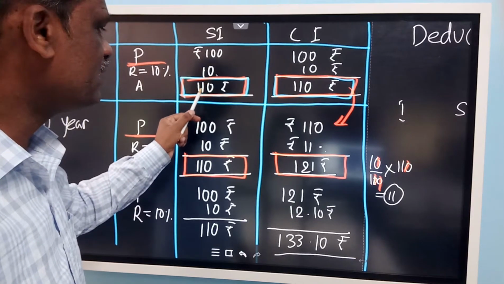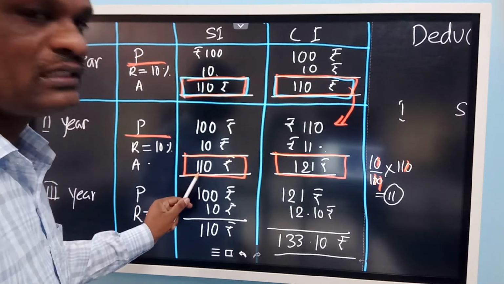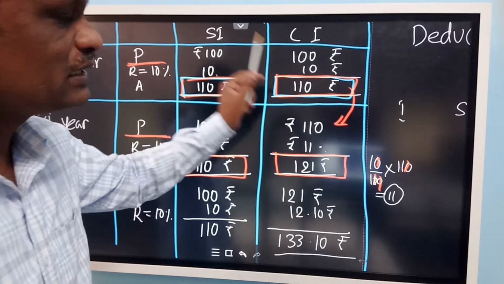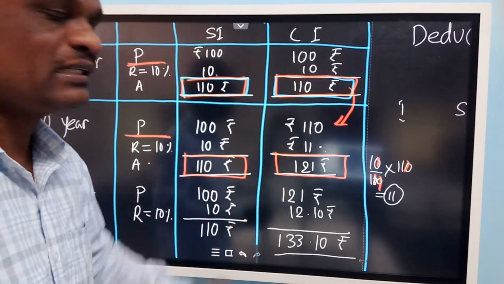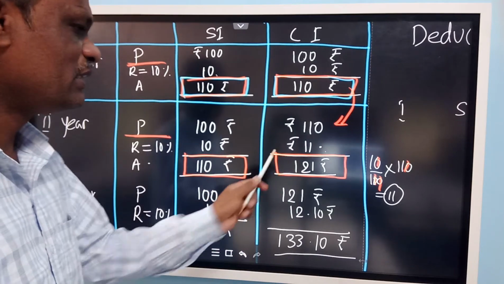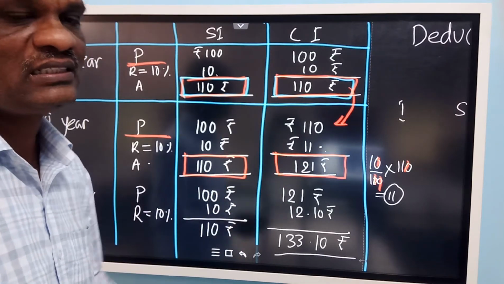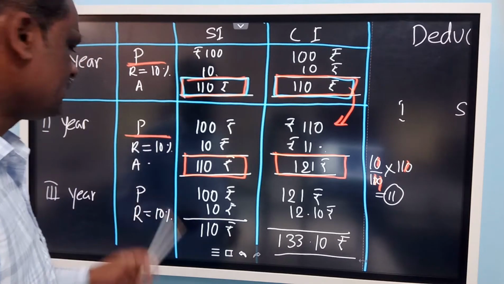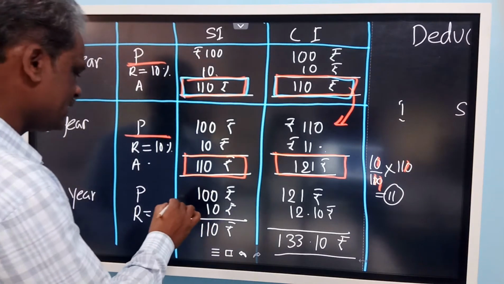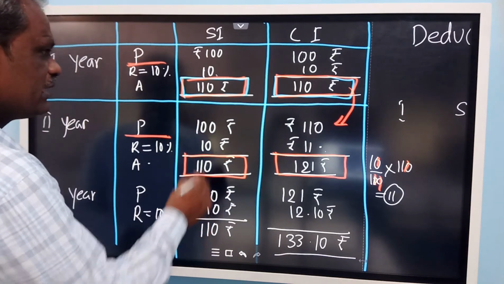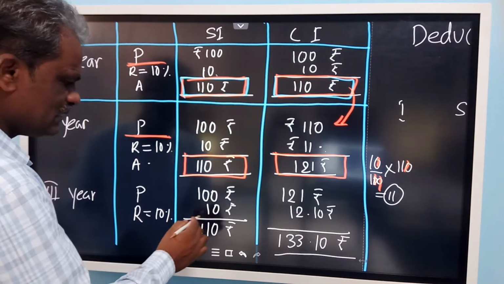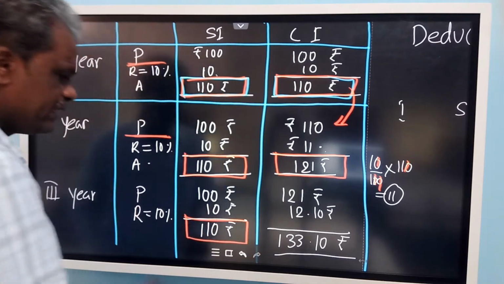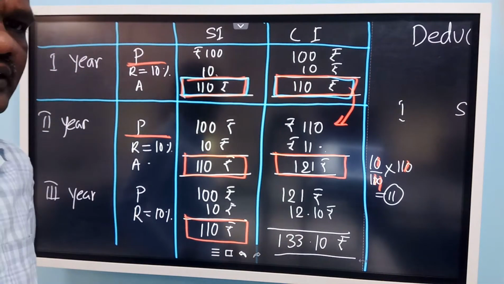Now differentiate this. Here in simple interest, 110 in the first year and again 110 in the second year, but in compound interest we have 110 in the first year, but the second year it has changed to 121. There is a big difference between the simple interest and the compound interest we are getting here. So for the third year, if I take the principal again as 100 rupees only, then if you calculate 10% of this, 10 rupees, the total amount becomes 110.